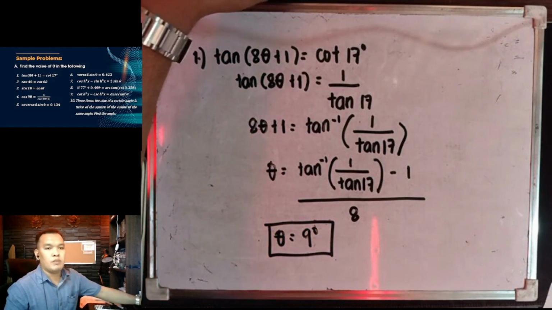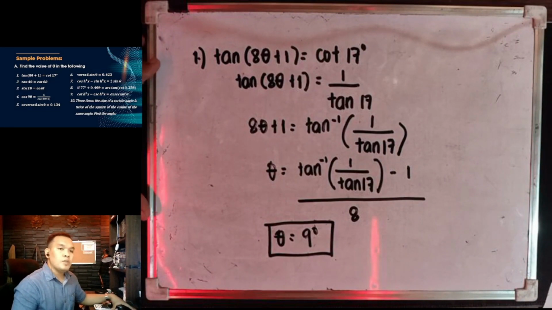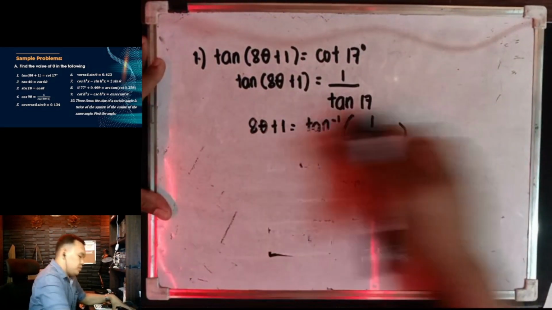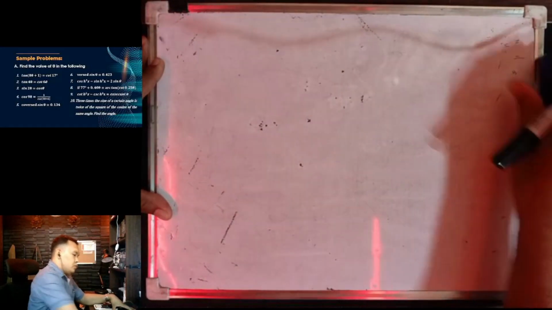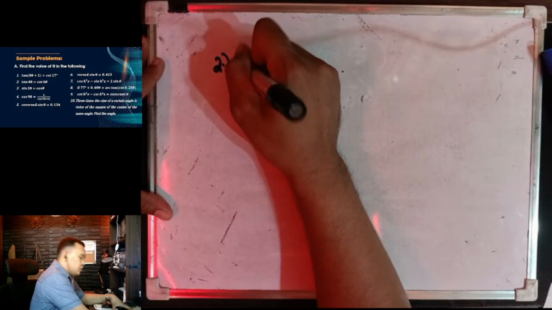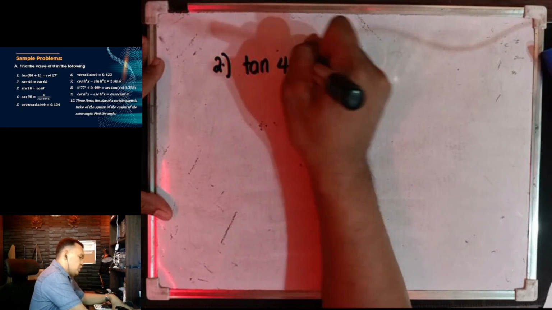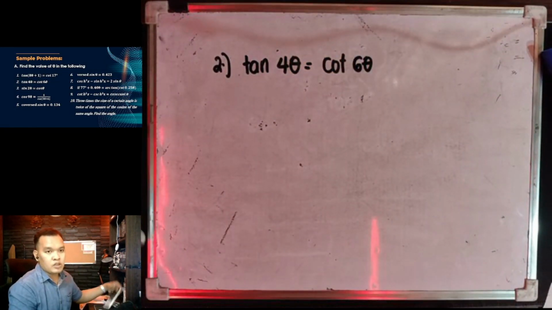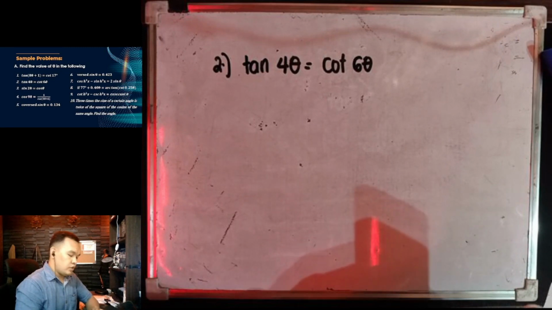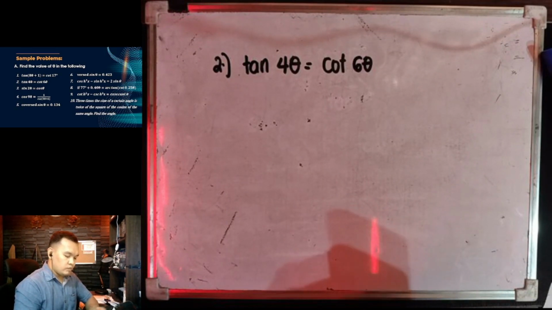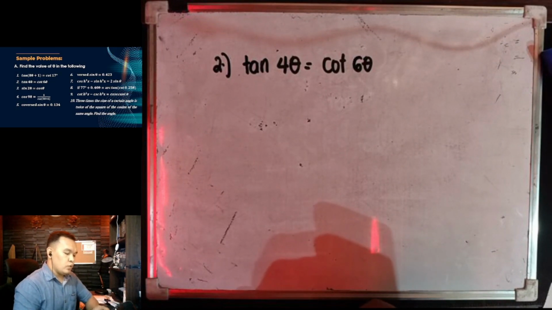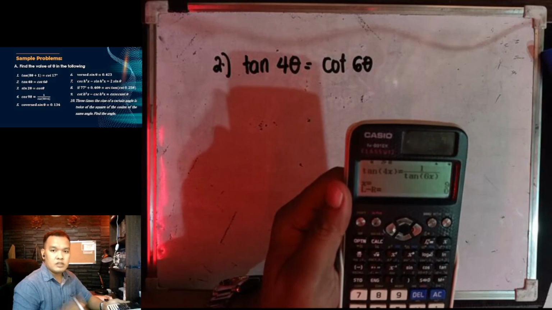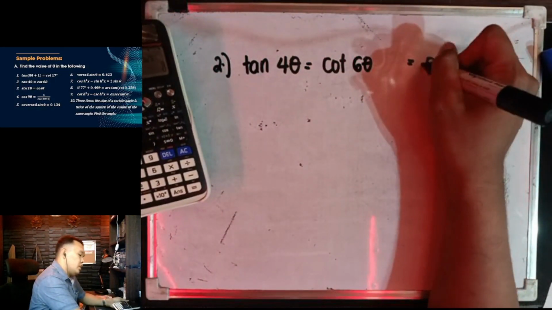Okay, so we have here problem number 2. Tangent 4 theta is equivalent kay cotangent 6 theta. So we could use ulit calculator para ma-prove natin yung sagot. Tangent 4 theta alpha x alpha equals cotangent, which is equivalent kay 1 over tangent 6 theta. So we have here the answer is equivalent kay 9 pa rin. Ito, type mo lang. So the answer will be 9.